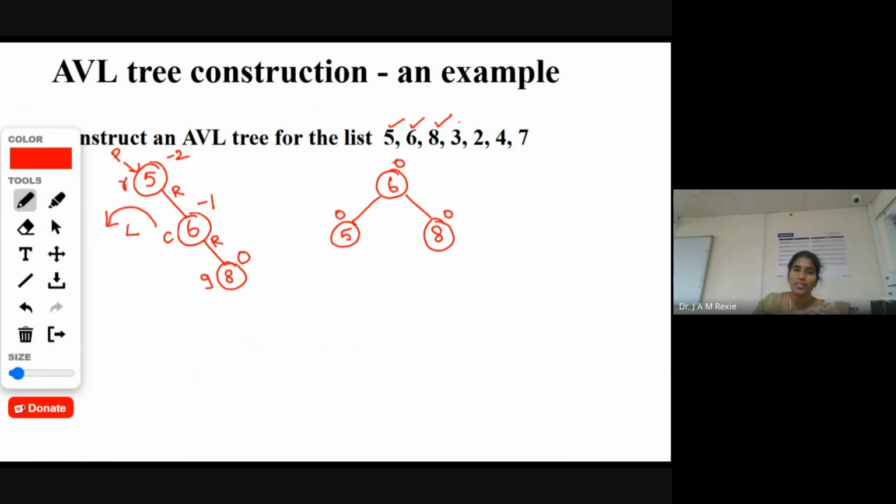Now, let us insert 3. 3 is lesser than 5, so it is inserted here. Its balance factor is 0. And 5's balance factor will be 1, and 6's balance factor will be 1. And 8 will be 0 itself.